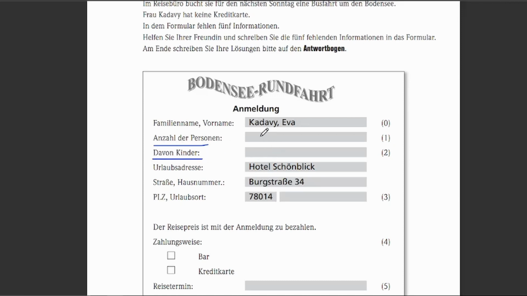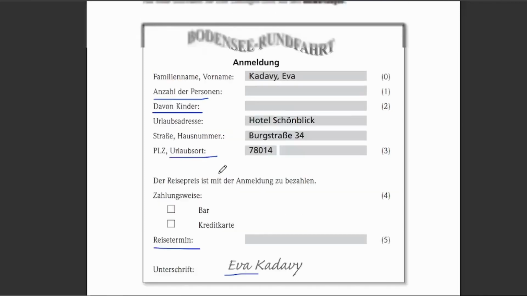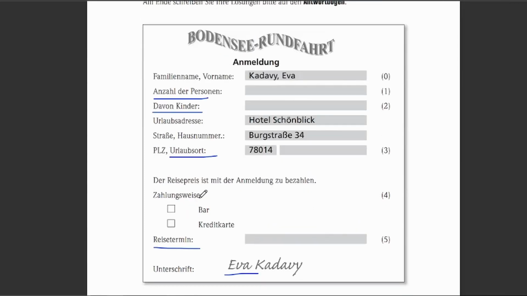Davon Kinder we must fill. And then the third one, Urlaubsort, the location where the vacation will be. Urlaubsort is vacation place. And then the Reispreis ist mit der Anmeldung zu bezahlen. Okay, they are asking about the mode of payment, Zahlungsweise, bar, credit card, whatever it is, and Reisetermin, when exactly. And it looks like Eva, the lady, is filling in this form, booking for a vacation or a trip. Let's see what it is. And like we noticed, these are the important things that we have to notice and mark down.